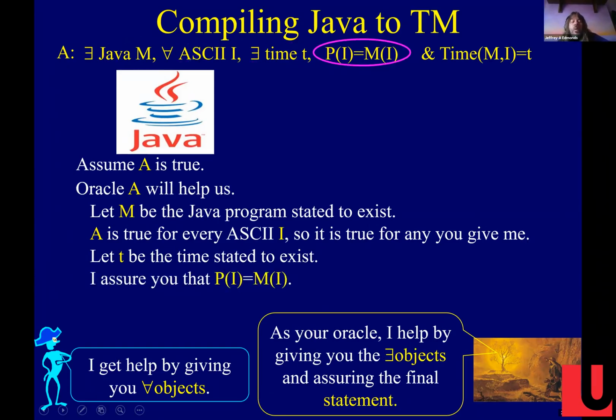And then what will the oracle do? The oracle will assure us that the Java program on the given input gives the right answer for the given problem, and the oracle will assure us that the running time of the Java program on the input is the time that she said it was. Everybody get the oracle's job? It's pretty straightforward, right?